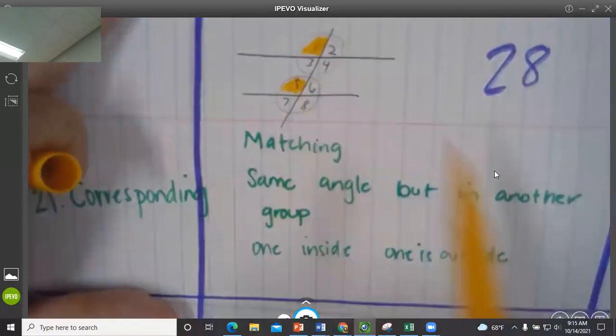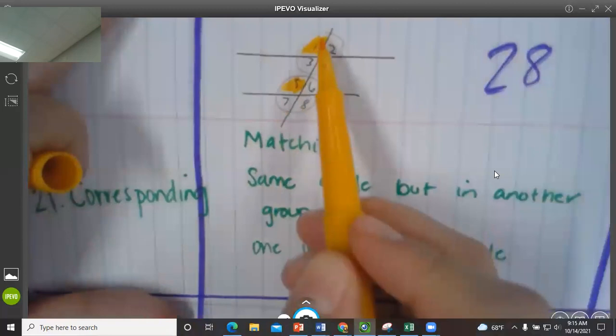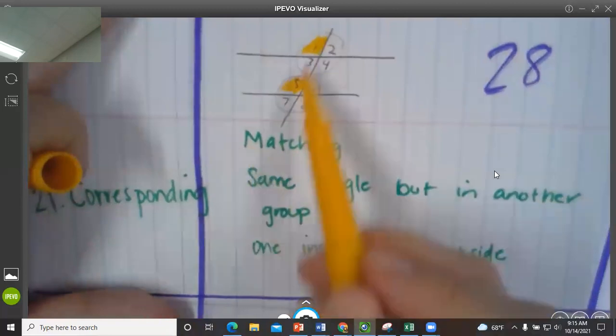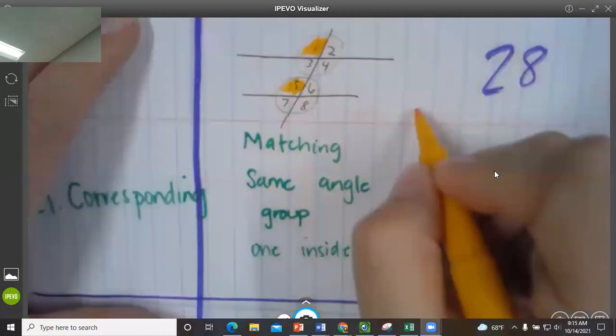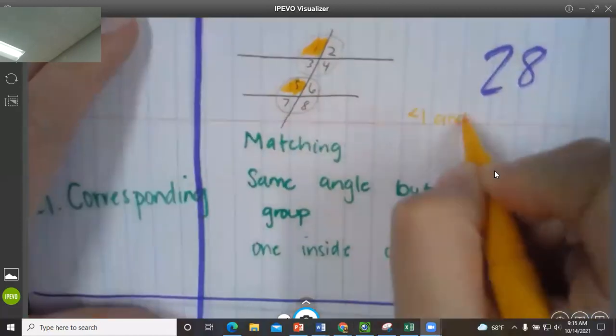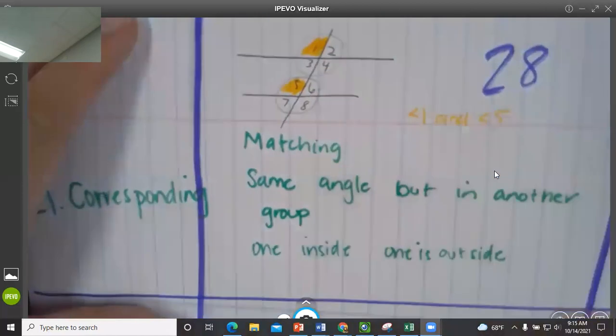Okay, it's in the top. It's on the left side right here. 1 and 5 are corresponding. They're in the same spot, but in a different group. So it'd be 1 and 5 are corresponding.